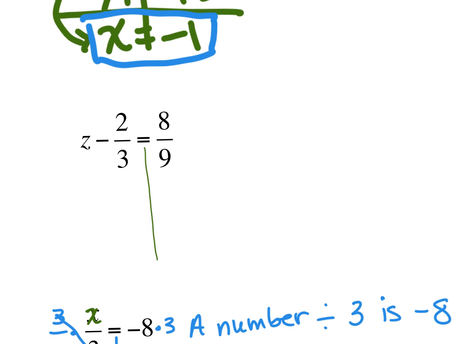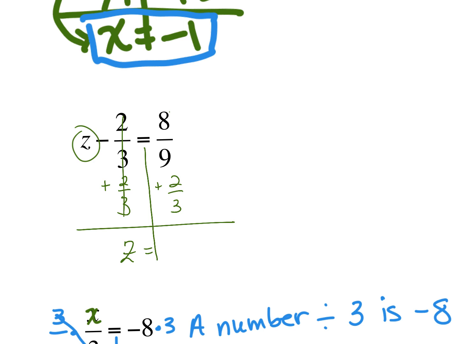Well, the fact that it says z minus 2/3 doesn't change that. We're still going to just add our 2/3 to both sides because that's the reverse of subtracting. Even though it's a fraction, it still follows the same rules. And that's going to leave me with my z equal 2.